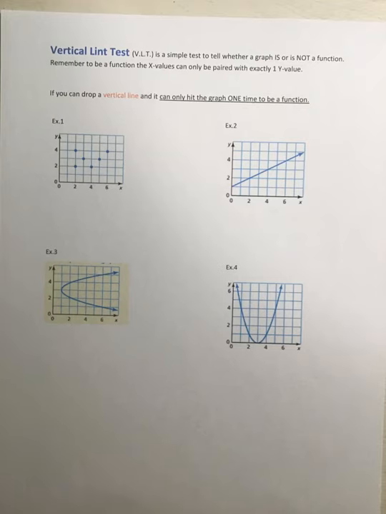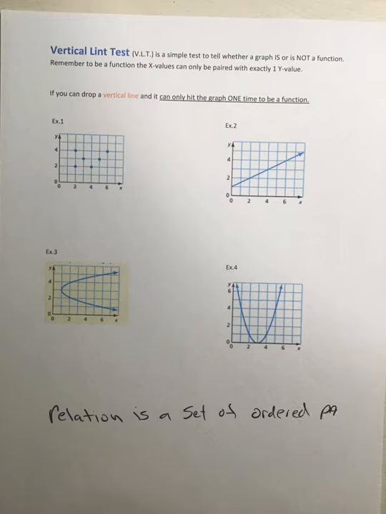Okay, this topic is called the vertical line test. Notice that these are all relations. What's the definition of a relation again? A relation is a set of ordered pairs.